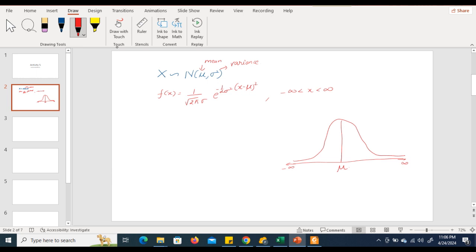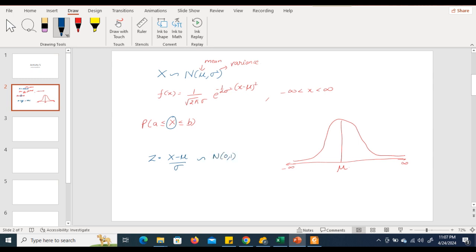If we want to calculate the probability of the random variable in the interval a to b, the first step is to transform our random variable x into a standard normal variate. What is a standard normal variate? It is denoted by z, and it is equal to x minus mu upon sigma. It follows a normal distribution with mean 0 and variance 1.